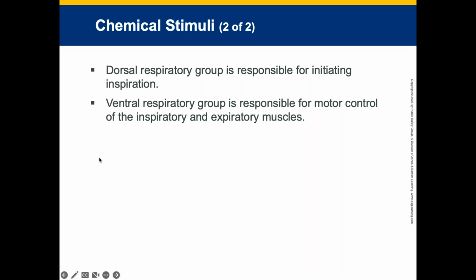So the second part of chemical stimuli is the dorsal respiratory group, which is responsible for initiating inspiration based on the information received from the chemoreceptors. The ventral respiratory group is primarily responsible for motor control of the inspiratory and expiratory muscles.